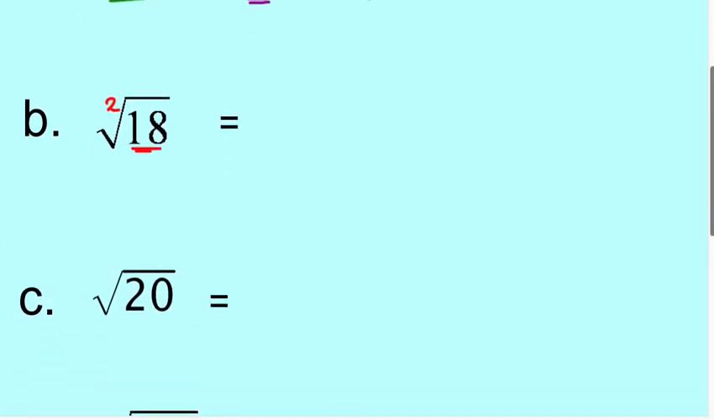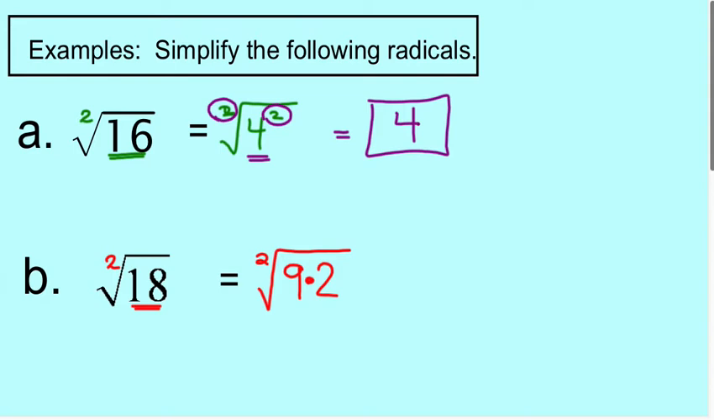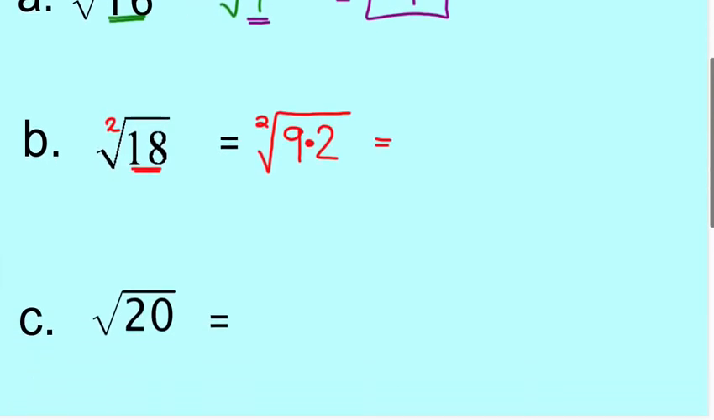We're going to break down 18 into a product of 2 numbers or more. So I'm going to just start with the number 2. And I'm going to say, does 18 divide by 2? Yes. It divides by 2. That gives us a 9. So now we have 9 times 2. Now let's go to our perfects. Is 9 a perfect? Yep, right there with 3 squared. So I'm going to separate this out as 2, 3 squared, and then 2.